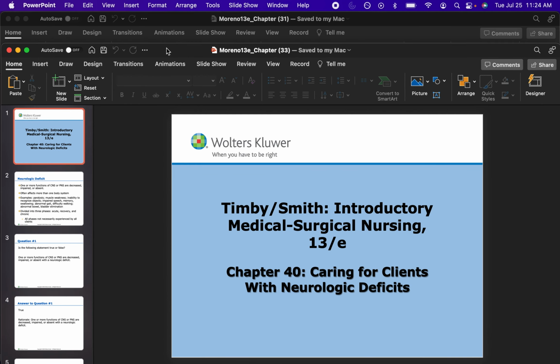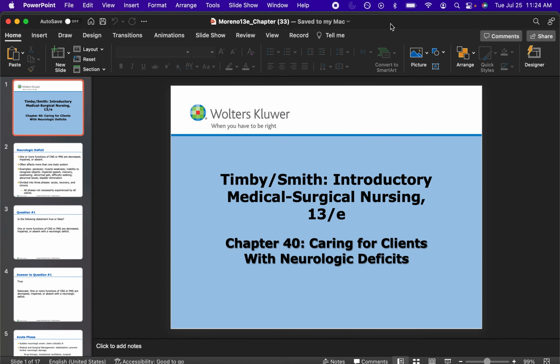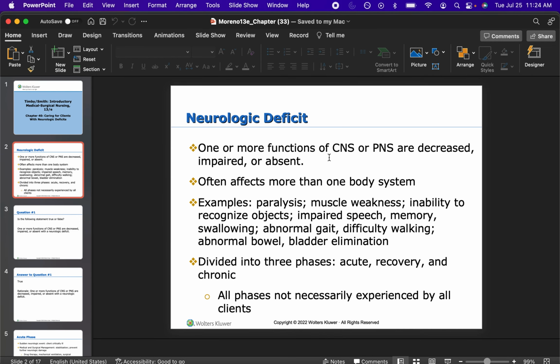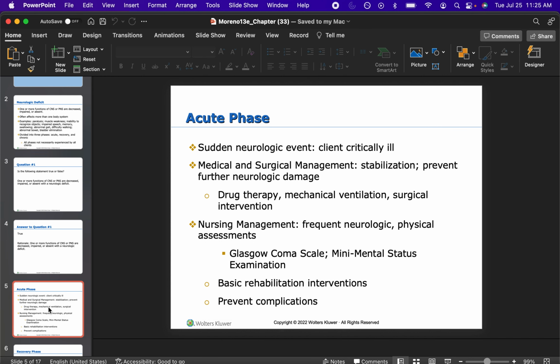Okay, so like I said, this is chapter 40. We already kind of defined it. So there are 3 phases: acute, recovery, and chronic. And all phases are not necessarily experienced by all clients, meaning they could have acute and recovery phase, but they're not going to have a chronic. They may have all, it just really depends.